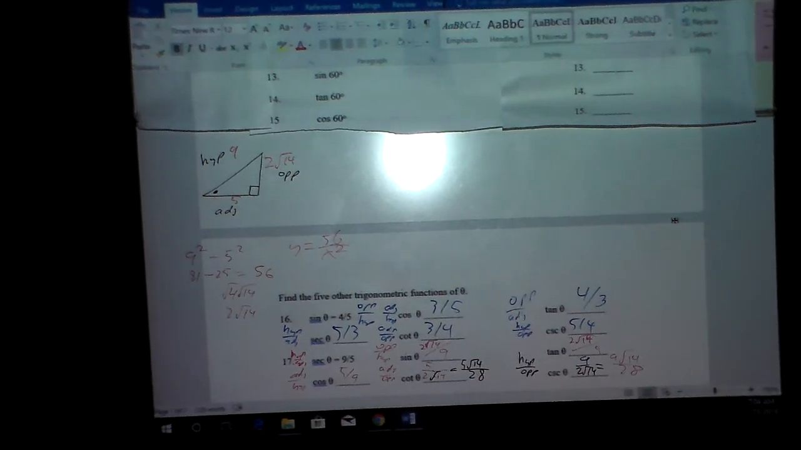And briefly, those would be the answers, how you find that. But the biggest thing is to draw a triangle and label it.